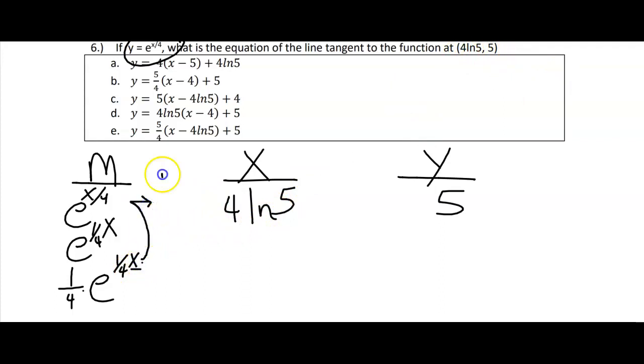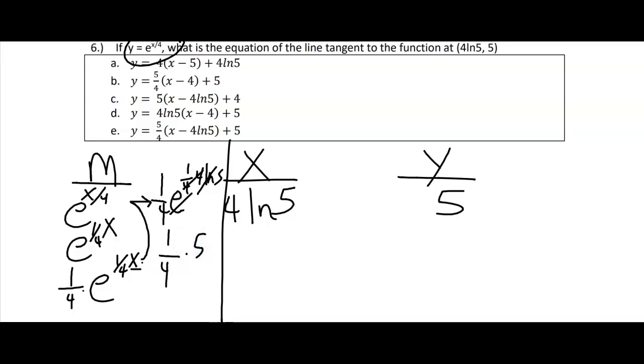So let's do that. We have our 1/4 in the front. We have our e, and it's going to be 1/4 and then 4 ln of 5. Now the 1/4 and the 4 cancel each other out. The e and the ln cancel each other out, and I'm left with 1/4 times the 5. That's all that's left there. And so my slope ends up being 5/4.